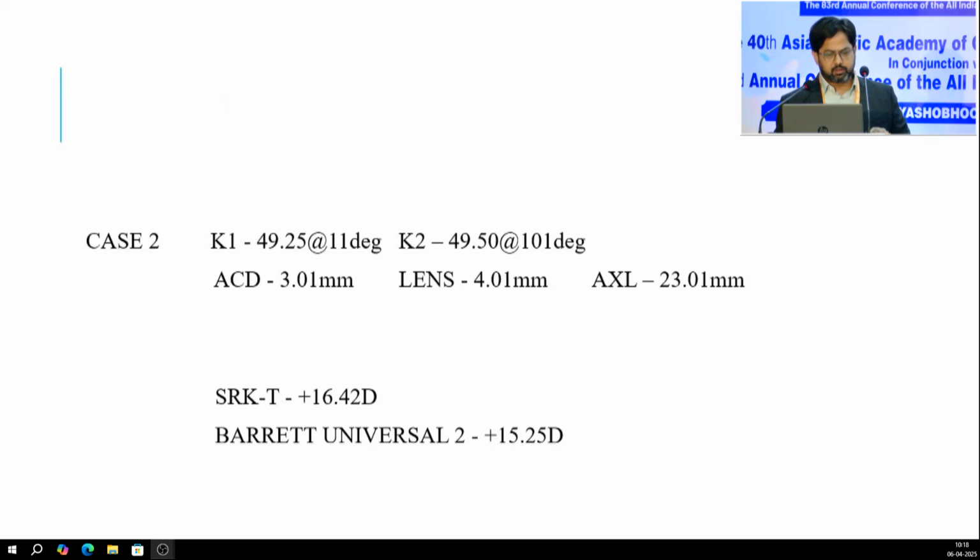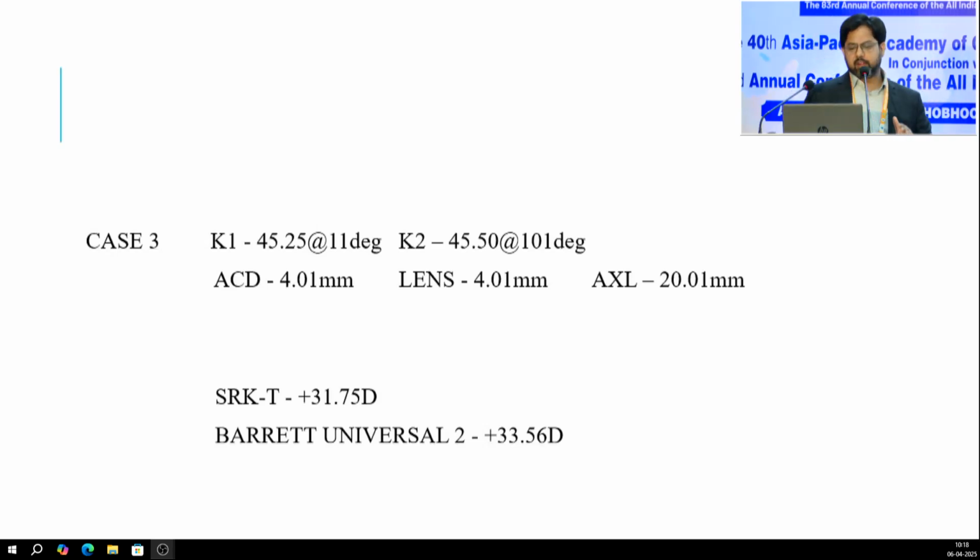same results. But see a second case where the K is very steep, and here SRK/T will fail. There's a difference of around 1 diopter, and 1 diopter is good enough to surprise you and the patient. So I would prefer a Barrett Universal here, because SRK/T has a limitation. It underperforms in steep cases and flat cases.